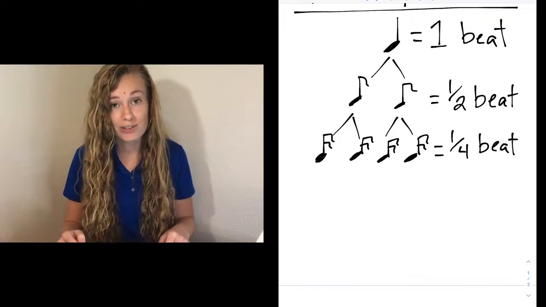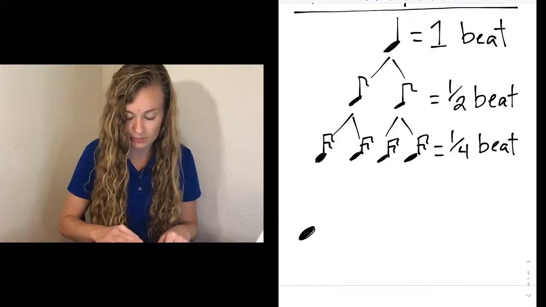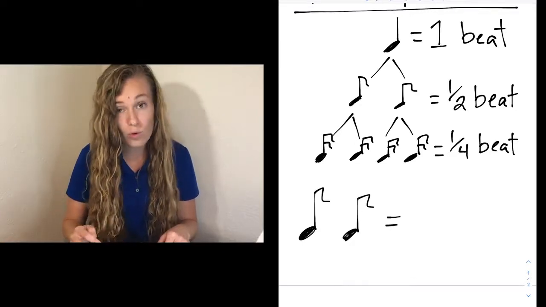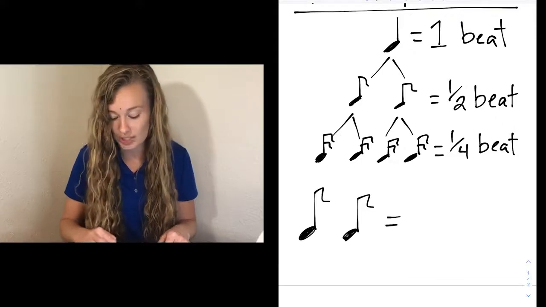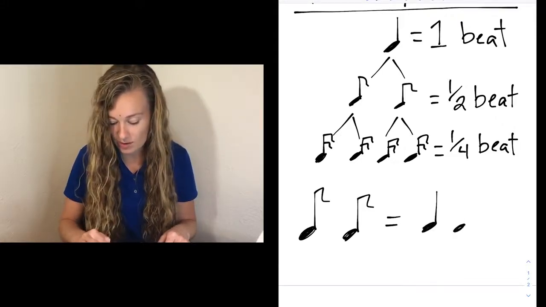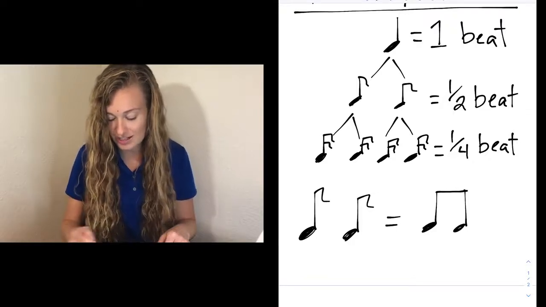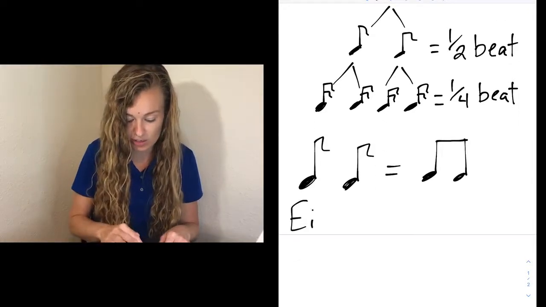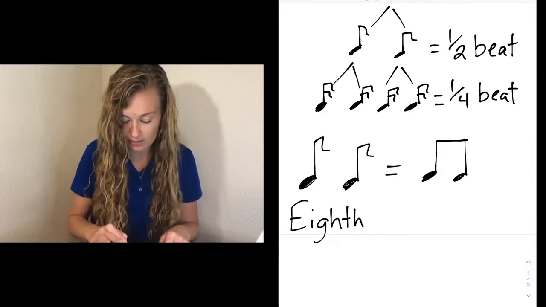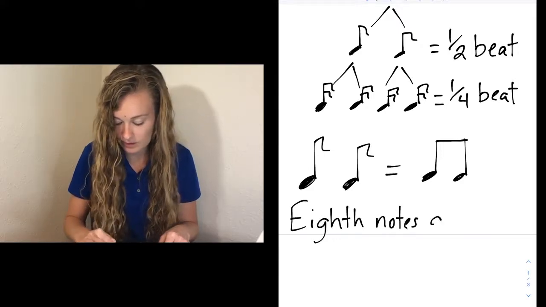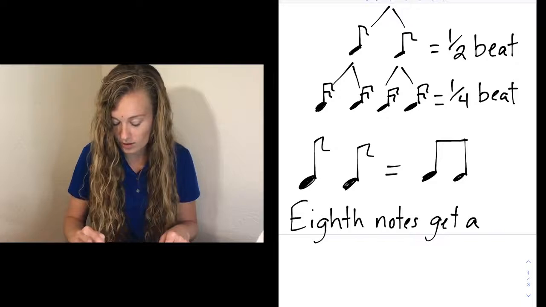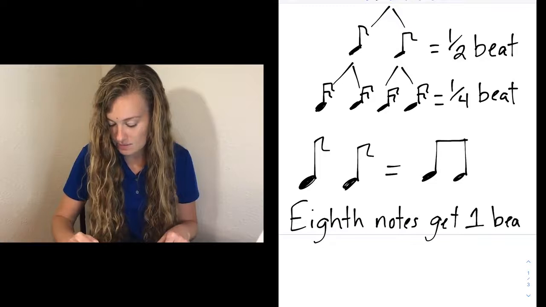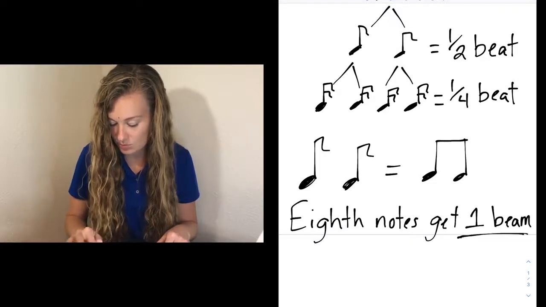So if you remember our eighth notes from last lesson, this is kind of a little bit of a review. Each eighth note gets 1 flag. They can look like this, or we can put them together with what's called a beam. So if I put these 2 eighth notes together and I connect them with this 1 beam on top, then I still know it's going to be eighth notes. So right here underneath, I need you to write eighth notes get 1 beam. And then underline that because it's pretty important.